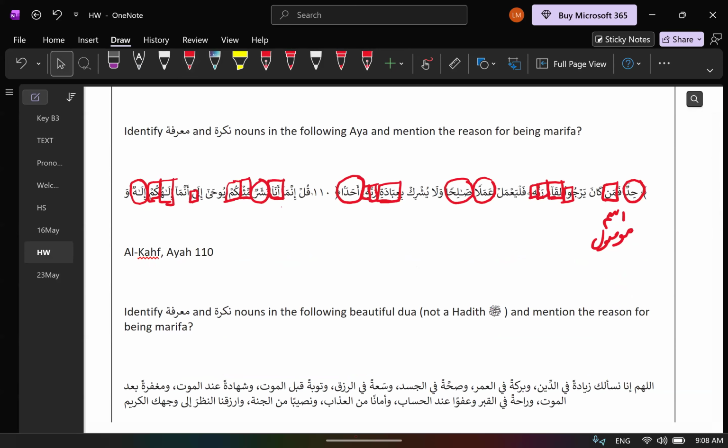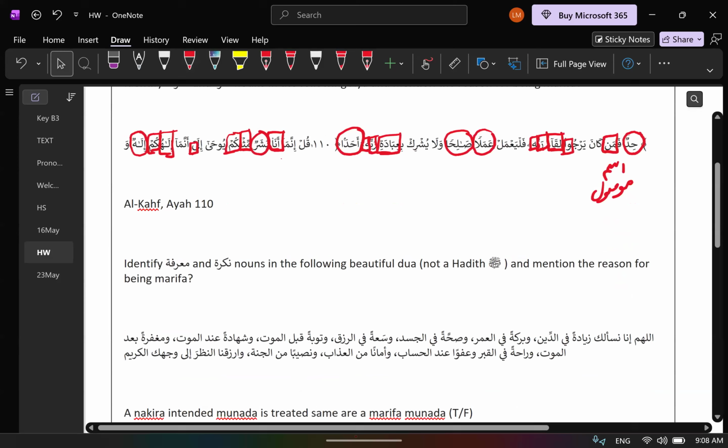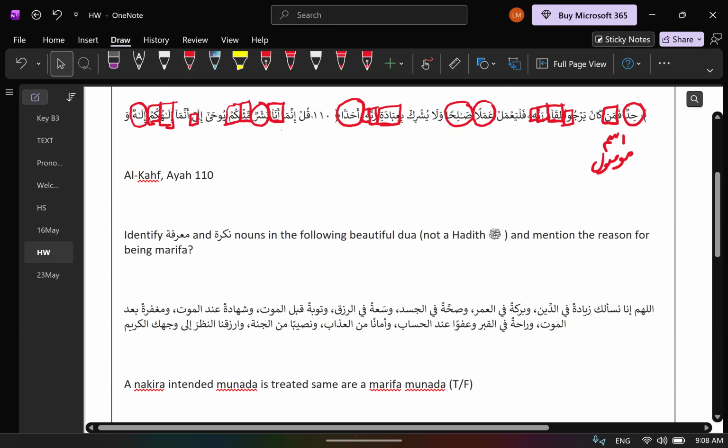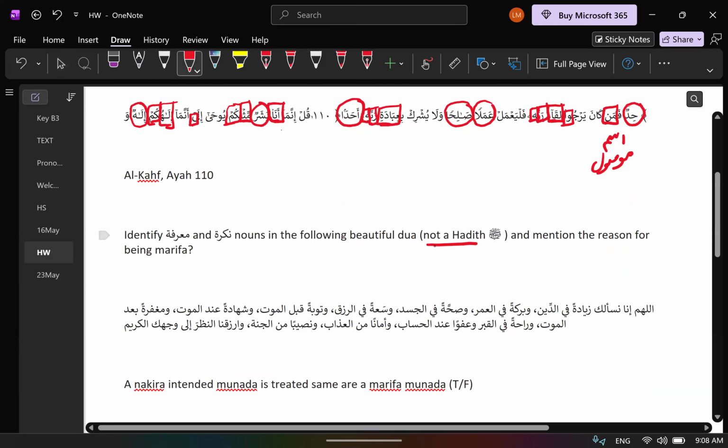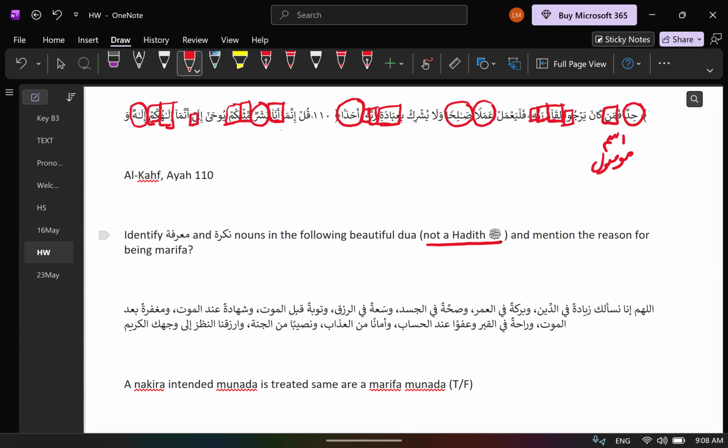Next is Sister Asma Azim. Let's look at this hadith, this dua. And I mentioned over here that this is not a hadith, so do not confuse it with a hadith. It is a dua, but it's a beautiful dua and has a lot of nakira and marifa. I just share it with all of us, and try to memorize it if you can. It's a beautiful dua, covers a lot of things that we all need. So Alhamdulillah. Sister Asma Azim, go ahead.